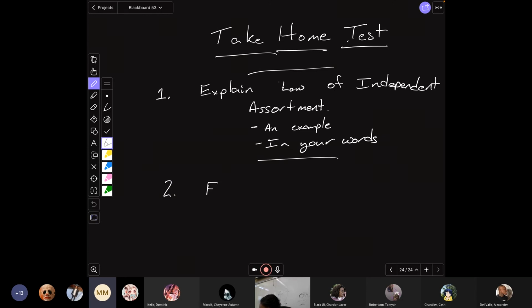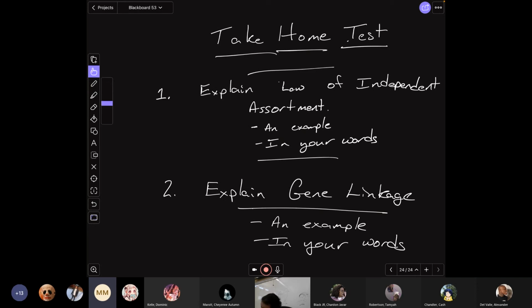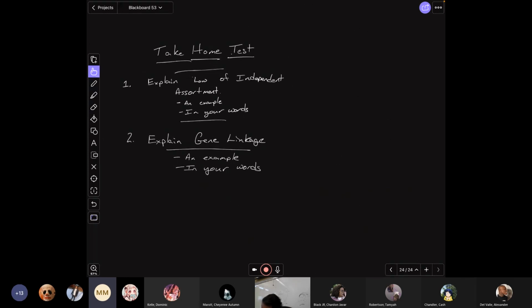And the second one, explain gene linkage. Again, give an example, just one example, and in your own words. I always get questions about length when it comes to essays. It can be as long or as short as you want it to be. I'm not putting any length requirements. I just need you to make sure that the answer is complete.